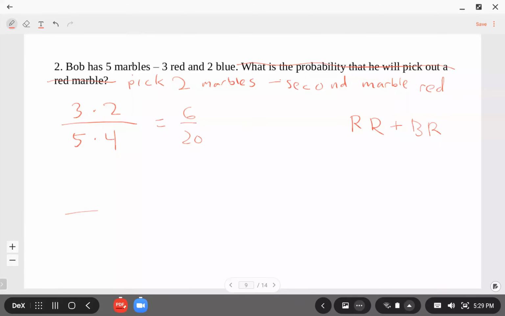Let's solve for the blue red now. All outcomes is going to be the exact same. For the blue red, we have 2 blue marbles to choose from for our first pick. Next we have the 3 red marbles for our second one. Wait, this is basically the same as red red, right? It will also be 6 out of 20. So we just add them now.